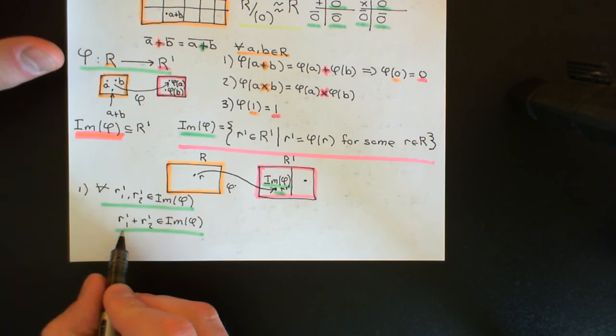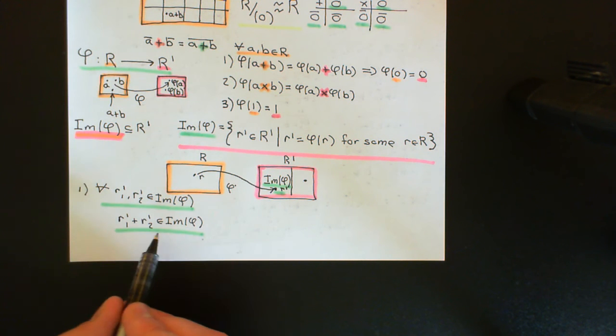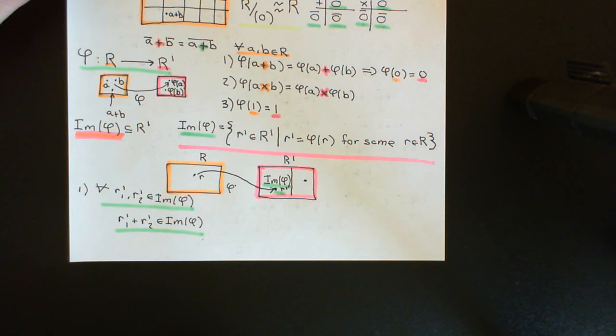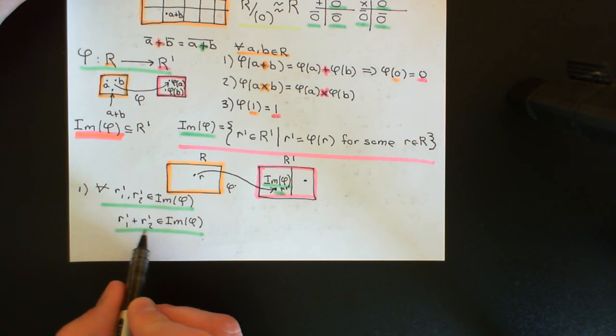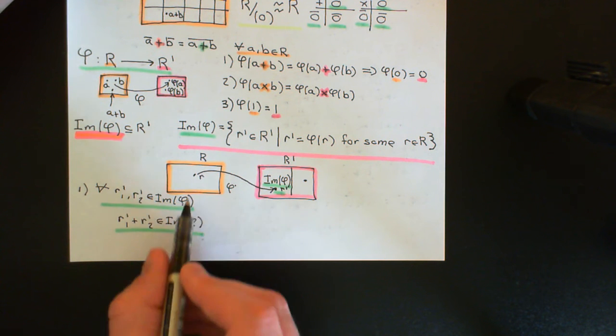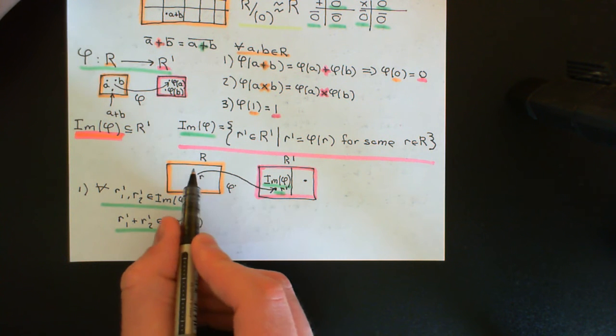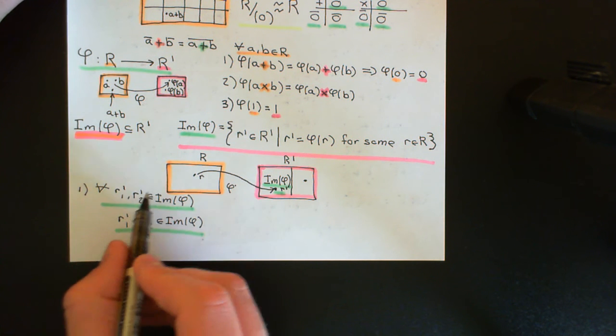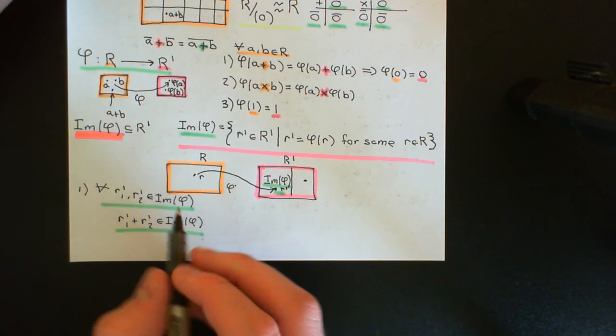So R1 prime plus R2 prime, where of course this is addition in the codomain ring, but I won't bother colouring it in purple there, needs to be an element of the image of the homomorphism. How am I going to prove this? Well, I need to show that this has something back in the domain ring that is being mapped onto it, and I have to use the fact that these two have things in the domain ring that are being mapped onto them.